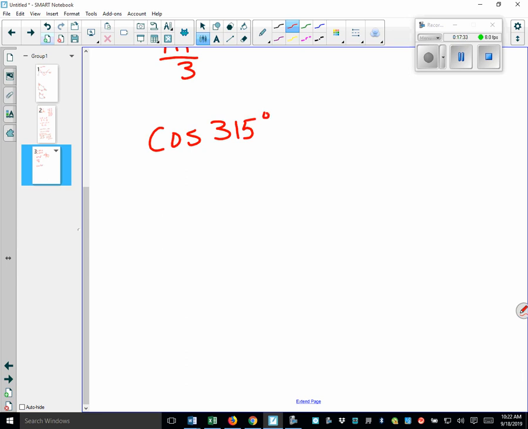Use reference angles to find the exact value of this answer.